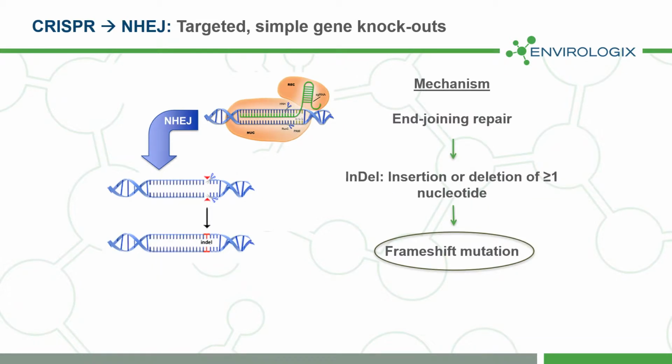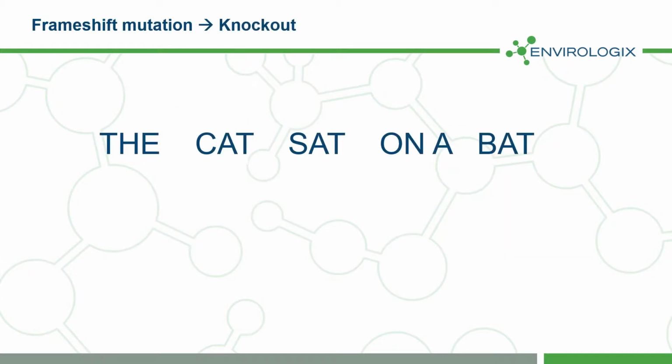So the mechanism here: end joining repair creates an indel, which is an insertion or deletion of one or more nucleotides that causes what scientists call a frameshift mutation in a gene. So how that works, a frameshift mutation creates a gene knockout. Genes code for proteins, and there are 3 bases of DNA per amino acid in a protein.